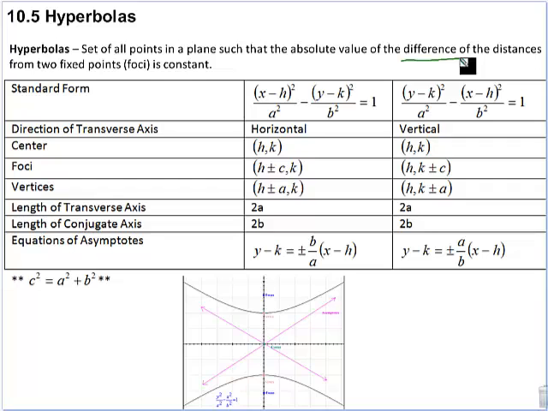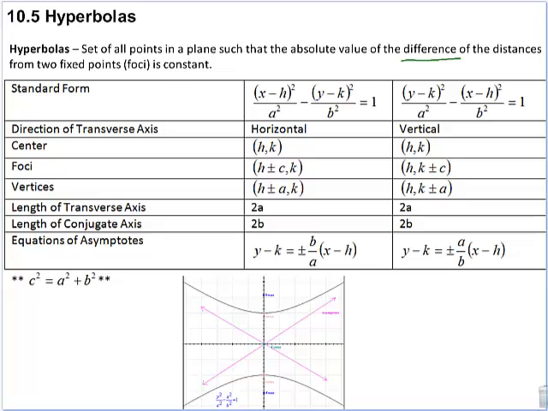And then if you look at their standard form, the standard form for a hyperbola is (x minus h) squared over a squared minus (y minus k) squared over b squared equals 1, or the same idea with just the numerators flipped. So what's different about the standard form for a hyperbola versus the standard form for an ellipse? Yeah, it's a subtraction instead of an addition. That's the only thing different here.